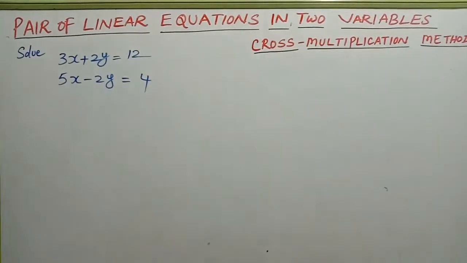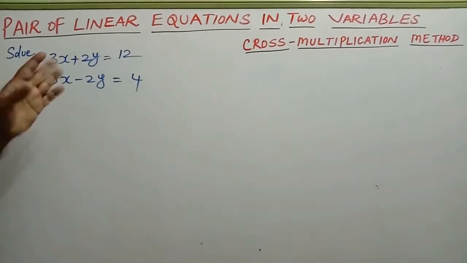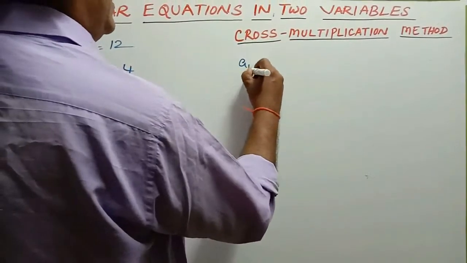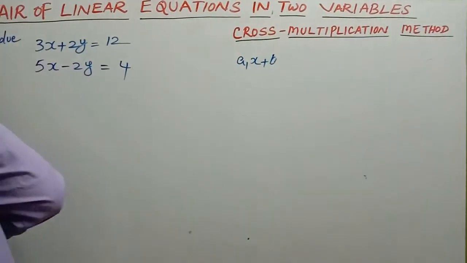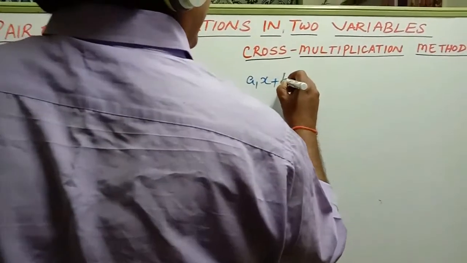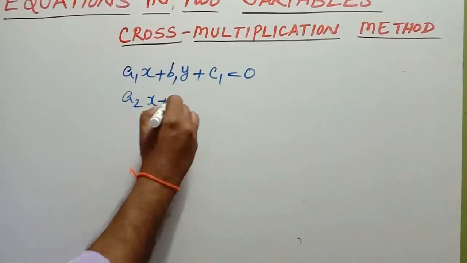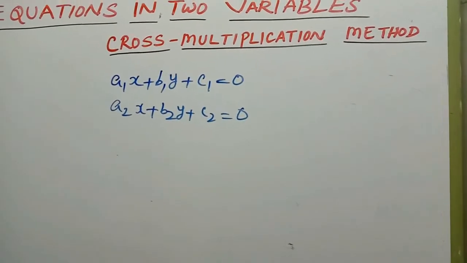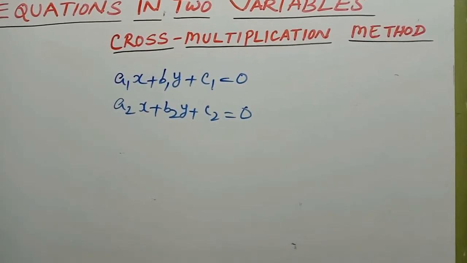In this, the first step is to write these two equations in general form. What is the general form? Actually, the general form of a pair of linear equations is a1x plus b1y plus c1 is equal to 0, a2x plus b2y plus c2 is equal to 0. This is the general form. The given question is not in general form, so you have to convert it to general form.